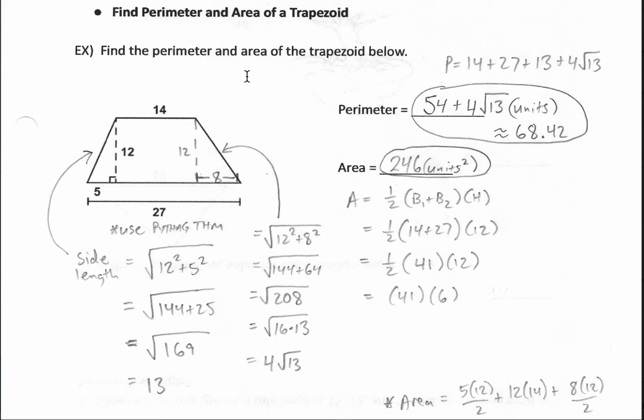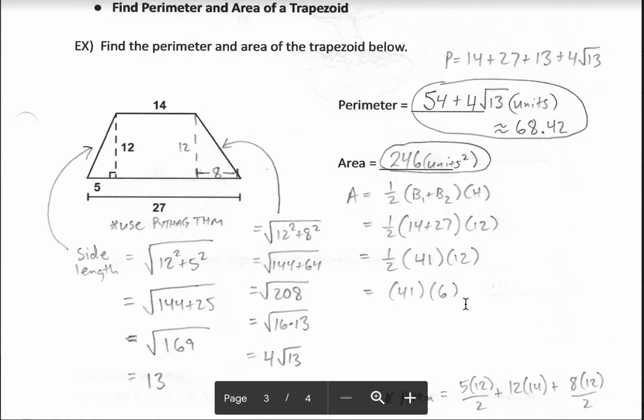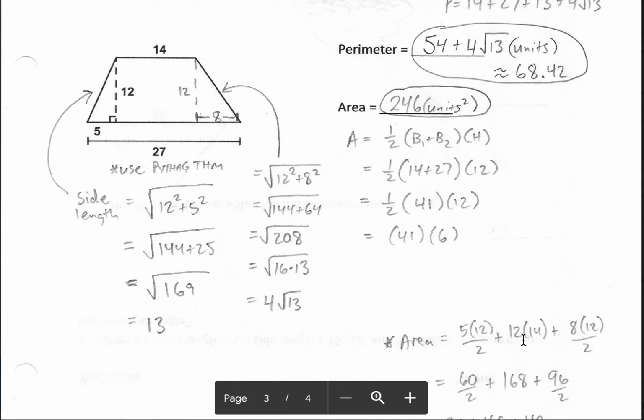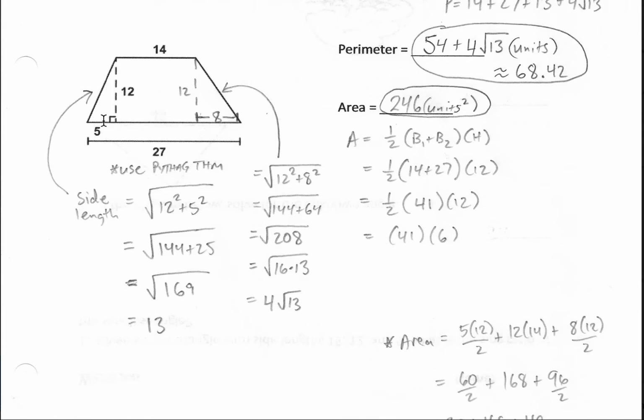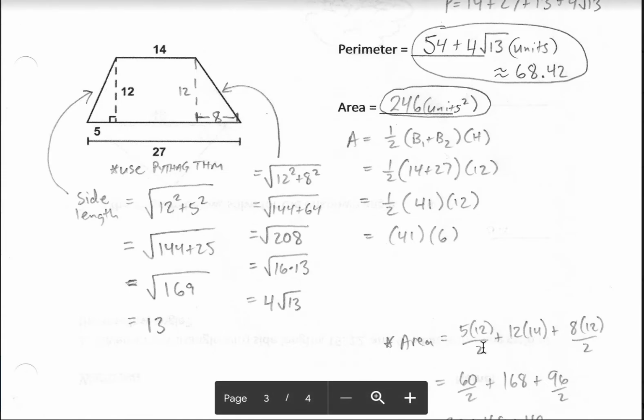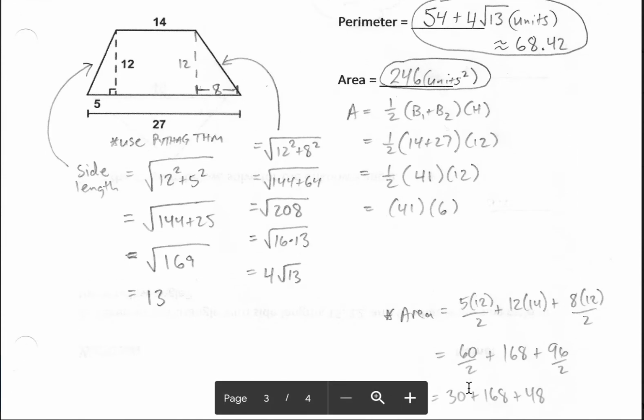Alright, so for this trapezoid, to find the area, we could break this up into two triangles and a rectangle. If I want to find the area of this rectangle in the middle, I know my base is 14 and my height is 12. So the area of the rectangle would be 12 times 14, or 168 over here. The area of this triangle, well, I have what I need. It's going to be 5 times 12, base times height, divided by 2. So 5 times 12 is 60. Half of that is 30.